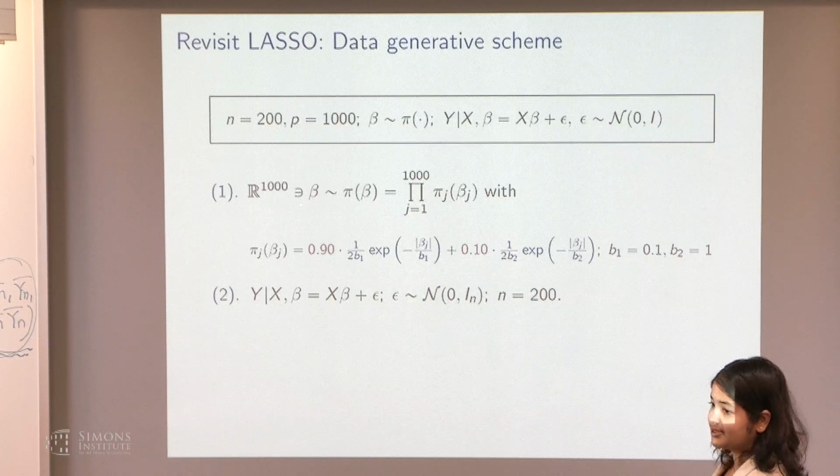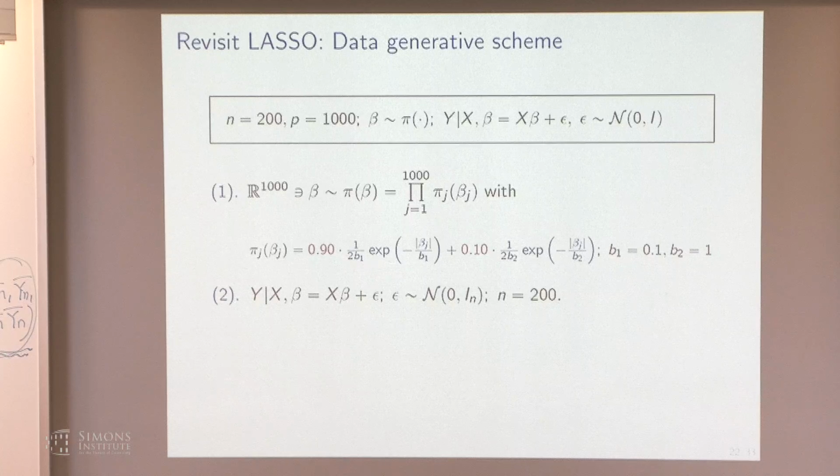So I generate my parameters beta from this mixture model, where it's a mixture of two Laplace distributions. With probability 90%, I draw each coordinate of beta from this Laplace distribution, which is very concentrated around 0. And with probability 10%, I draw it from another Laplace distribution, which is not so concentrated around 0. So I'm actually drawing a sparse vector beta, which is determined by this true prior. Now, once I draw my beta, conditional on beta and x's, I draw my y's again. Here I'm adding some Gaussian noise to the y, so it's x beta plus some Gaussian noise.